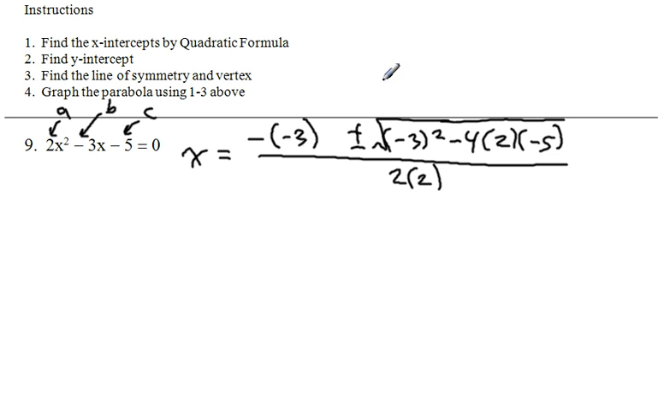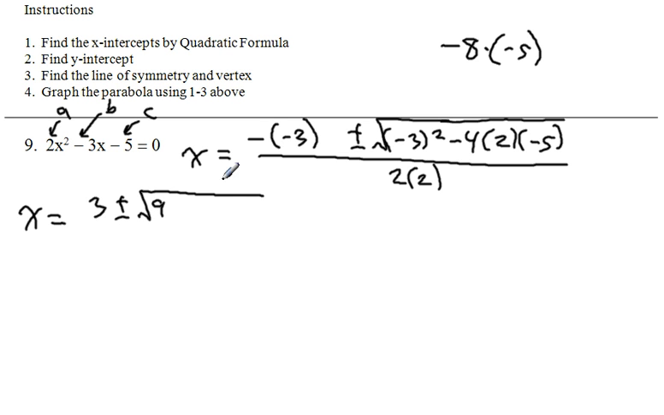So double check your work, make sure these things are correct. The next step is to simplify. We've got x equals double negative is a positive 3, plus or minus square root of 3 squared would be 9. Over here we have a negative 4 times 2 is -8. And then -8 times -5 will be a positive 40. So we've got plus 40. Then it's all over 2 times 2 is 4. And a couple more steps will be done.